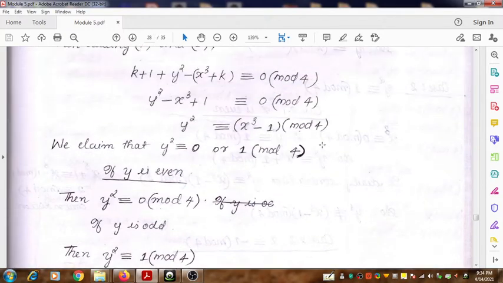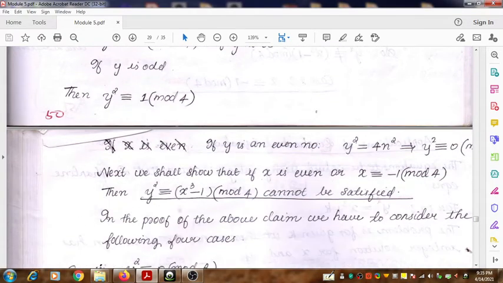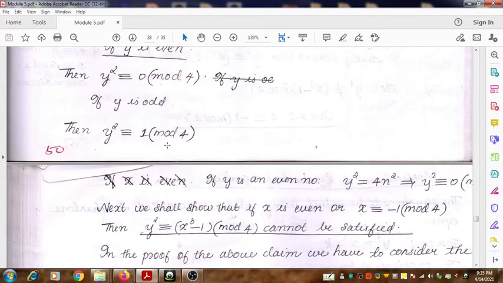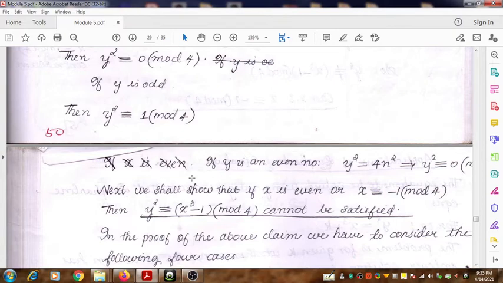So this claim is independent. It is not based on the previous step that we have derived here. Next, think about y being an even number. The derivation is shown here: y square is equal to 4n square, which implies that y square is congruent to 0. The first case is proved here, but the steps for the second case are not written.